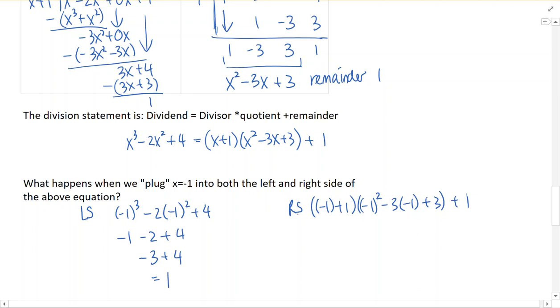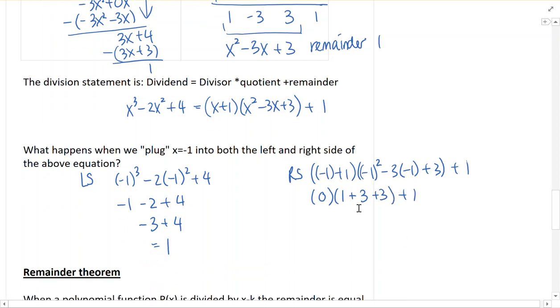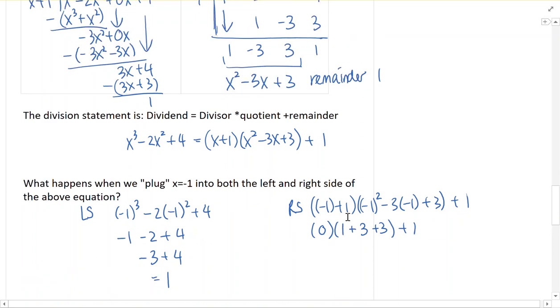Now on the right side, negative 1 plus 1 is basically 0. Actually, 0 multiplied by anything would be 0, but let's just calculate it out. So we have 1 plus 3 plus 3. This part in the front, anything multiplied with 0 is just 0, plus 1 equals 1.